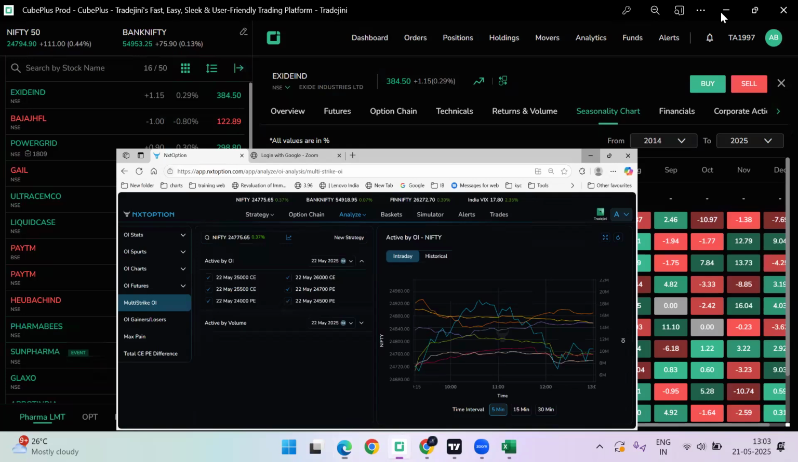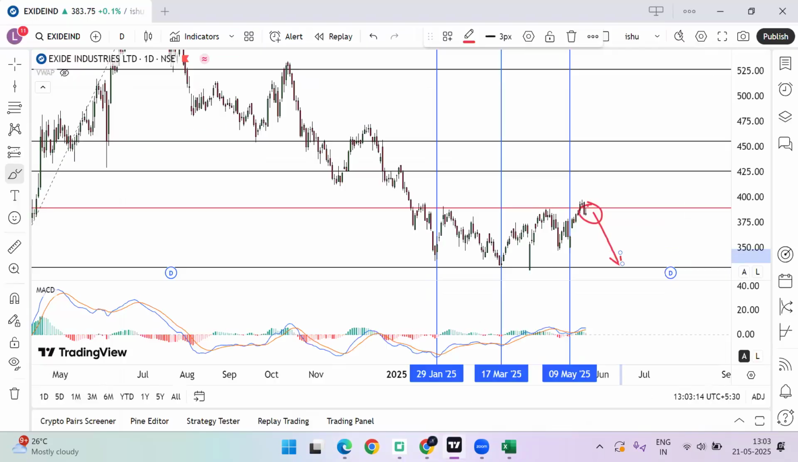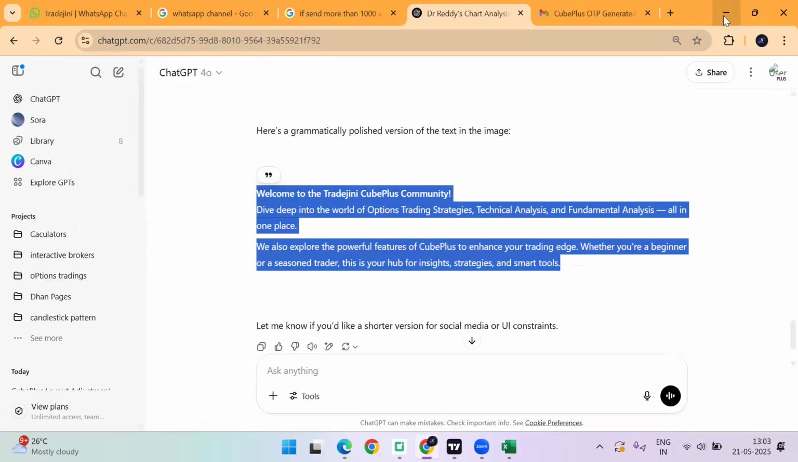So for the strategy to work, we would expect Exide Industries to go up to the 425 level. If not, you will incur a loss.